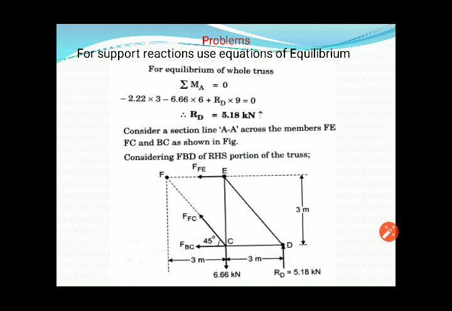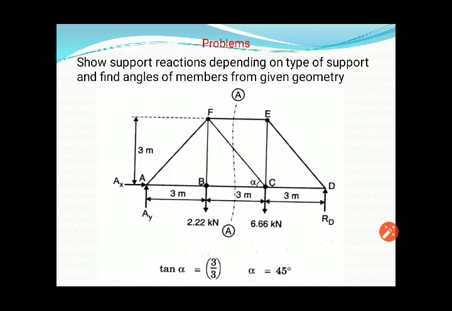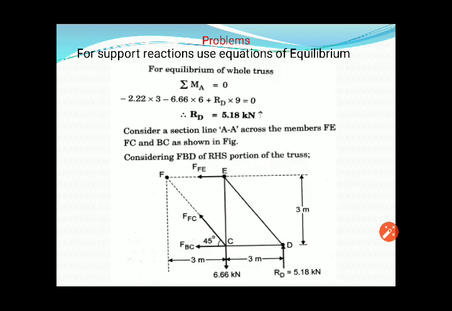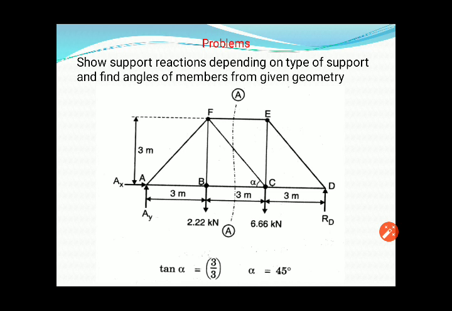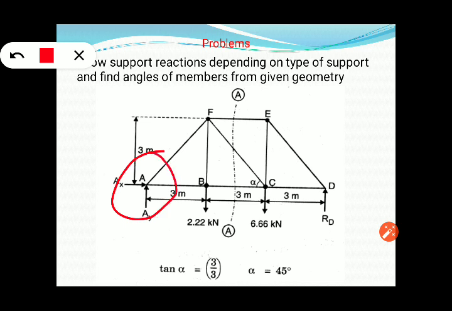So for support reactions, use equations of equilibrium. For equilibrium of the whole truss, summation M equals to 0. So which forces are there? We have considered the left portion of the section. Summation M equals to 0. So how is this rotating? Clockwise.